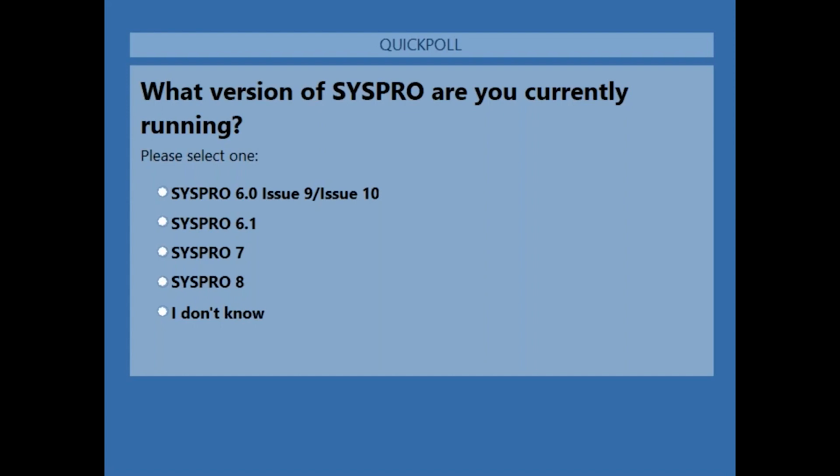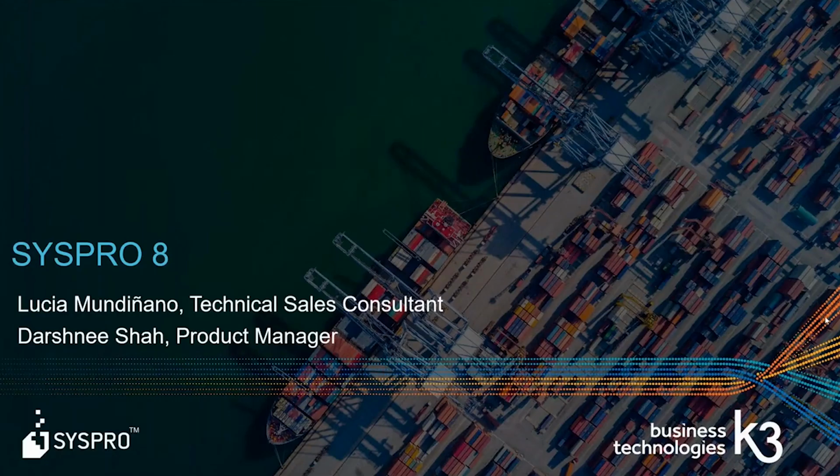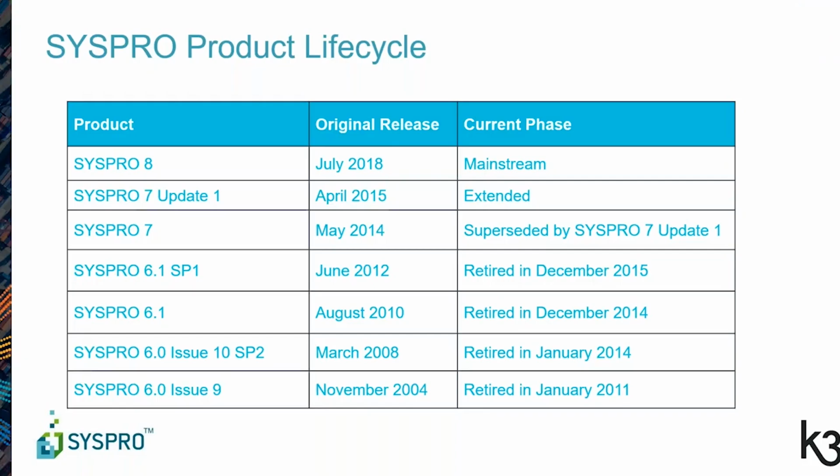All right, it's looking pretty good. There we go. I'm going to start closing the poll now. It looks like we've got about 74 people that are currently running SYSPRO 7. Really good to see. So most of the sites that have joined us today are on SYSPRO 7. We've got about 13% that are on 6.1 and about 4% that are running version 6 issue 9.